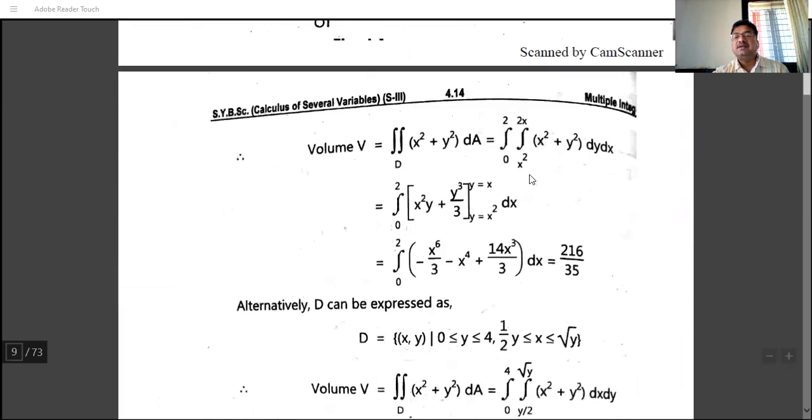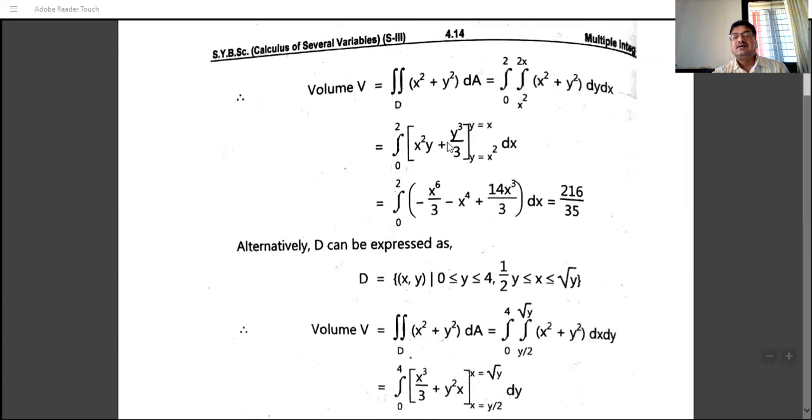So the integration of x square is what? x square times y cube by 3, with y from x square to 2x, dx. Then find the value at the upper limit, substituting y as 2x, and then substitute y as x square. We have this answer, and then integrate with respect to x. The integration of x raised to 6 is x raised to 7 by 7, x raised to 4 is x raised to 5 by 5, x cube is x raised to 4 by 4, and then find the value at the upper limit minus the lower, that is, substitute x as 2 and then x as 0.